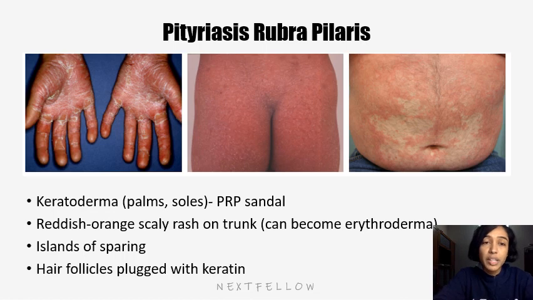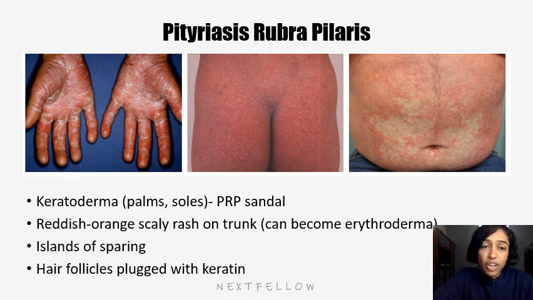And what is PRP, or pityriasis rubra pilaris? There are a few classical features you need to know about it. You don't need to know about it in detail. There is a keratoderma of the palms and soles, also known as the PRP sandal, because there's a very thick layer of skin which forms on the palms and soles. This is usually a condition seen in childhood. The lesions are reddish or orange. You have to remember this orange color, okay, that's seen in PRP.